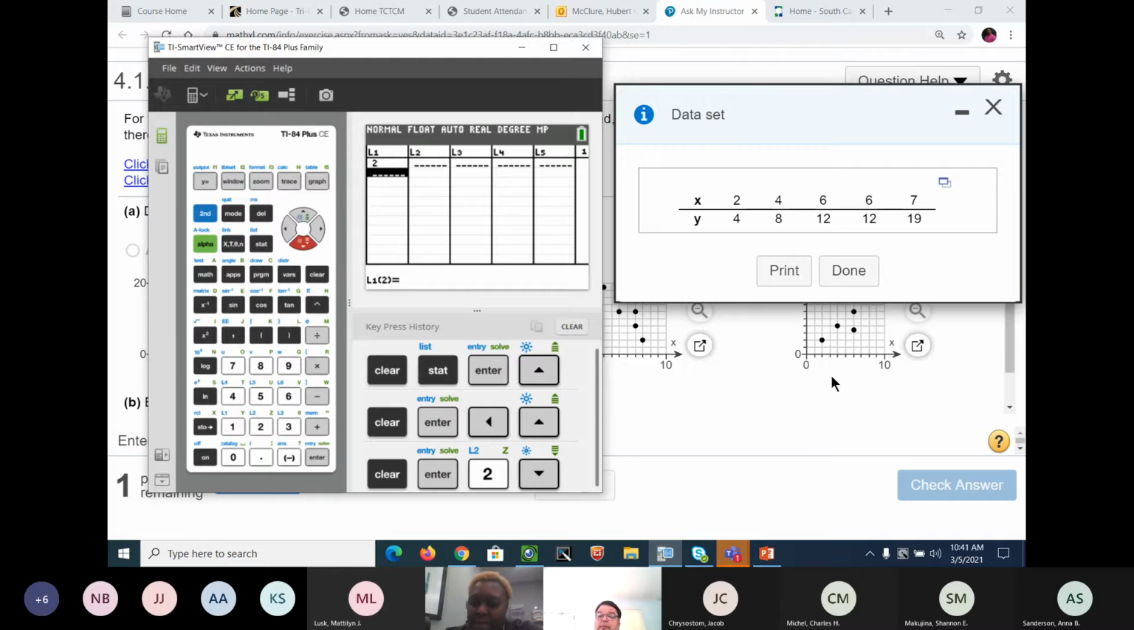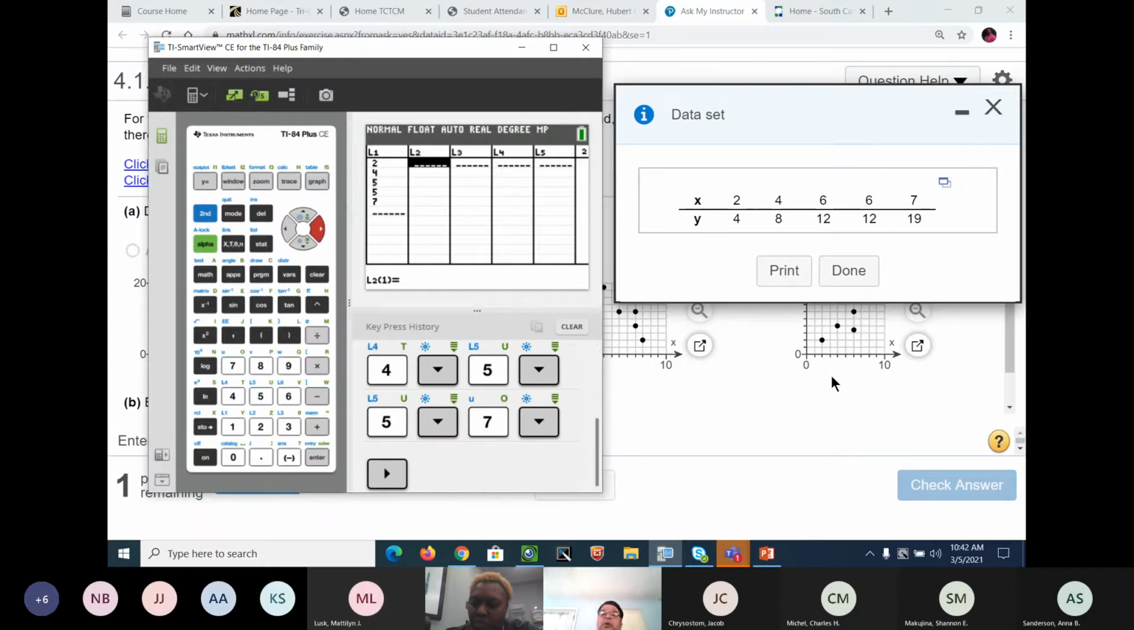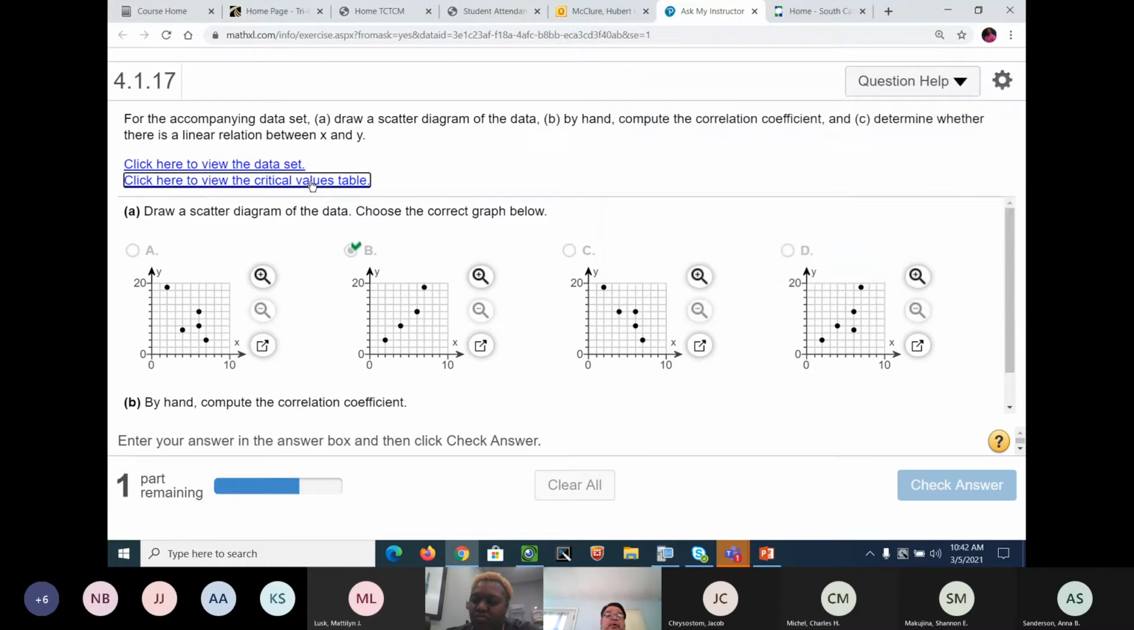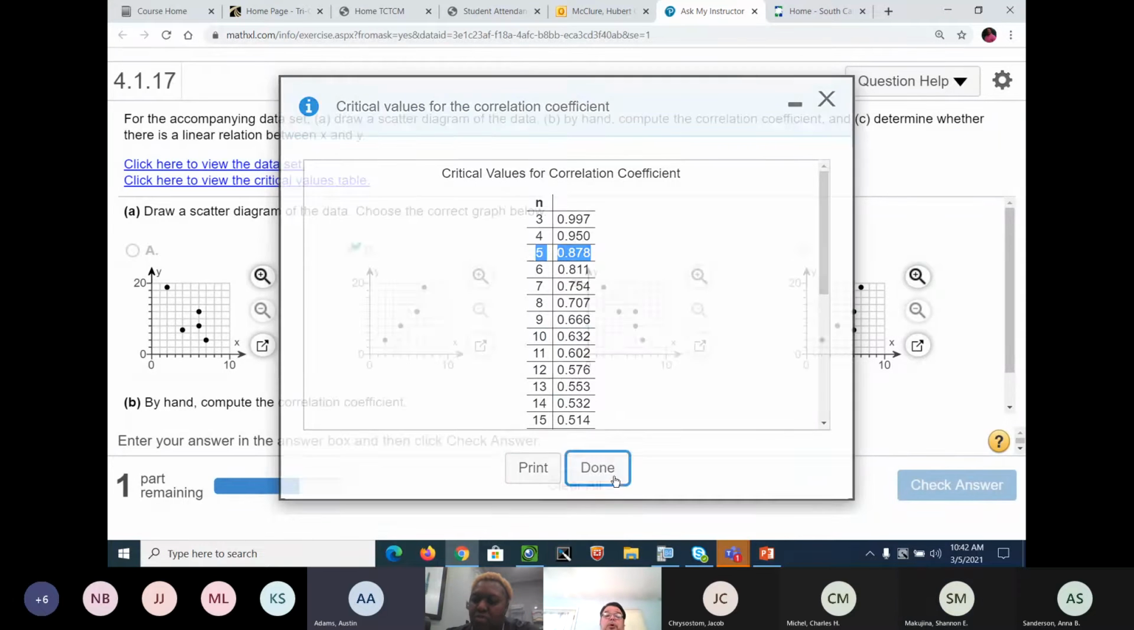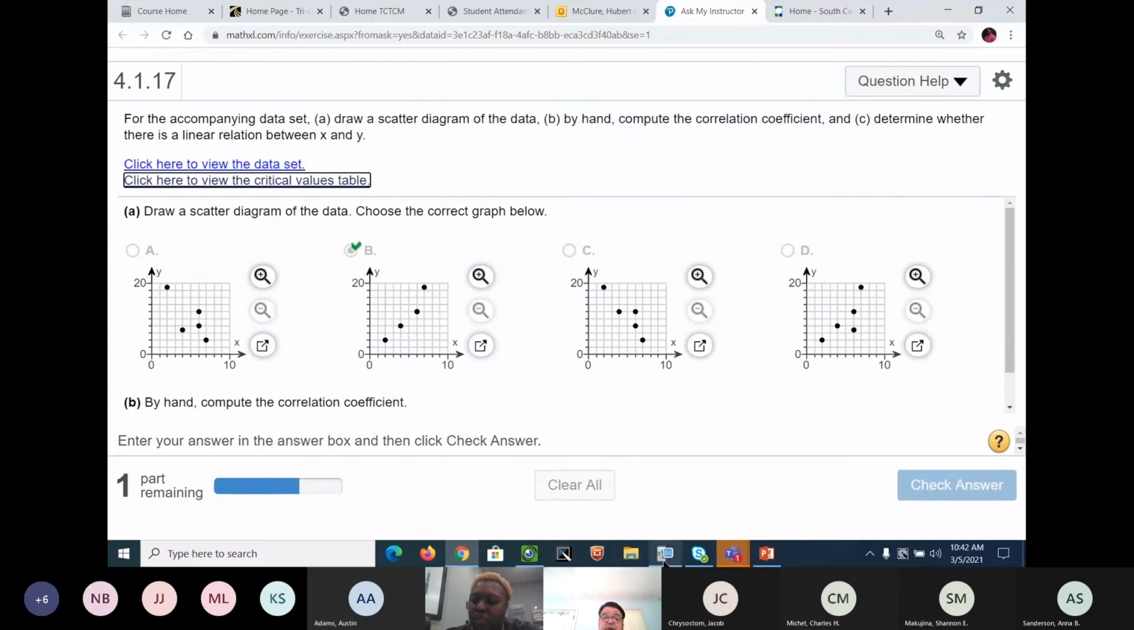2, 4, 6, 6, 7. 4, 8, 12, 12, 19. Okay, there's 5 points. So you're going to have to look up n is equal to 5. You put the wrong number in the calculator. You put 5 instead of 6 on your calculator. 0.878. Let me do that.